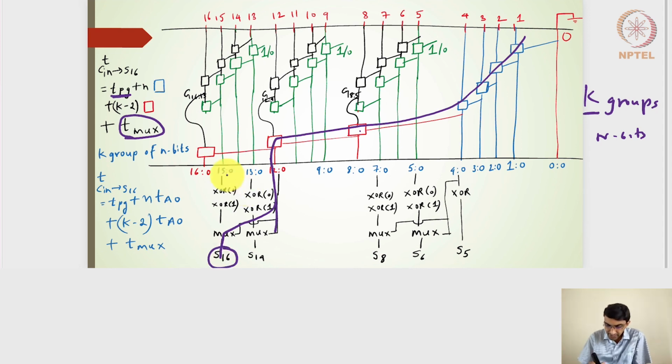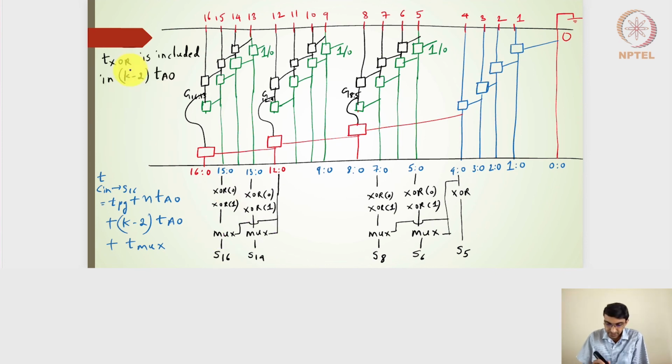All right. Here, notice that I have not included the XOR bits here. This XOR gate, both 0 and 1, will be running in parallel, but we have not included that. The reason is, I've said that the T XOR is not included in K minus 2, it's already included in this 2 addition. In fact, the moment this and this is done, this is going to create a pair of 15:0. So this XOR gate will actually happen here, whether it is for 0 or for 1.